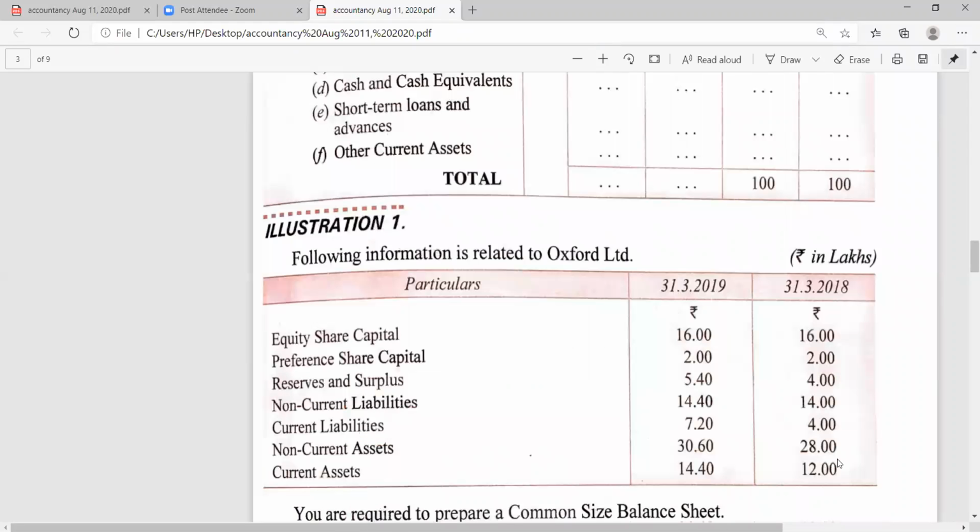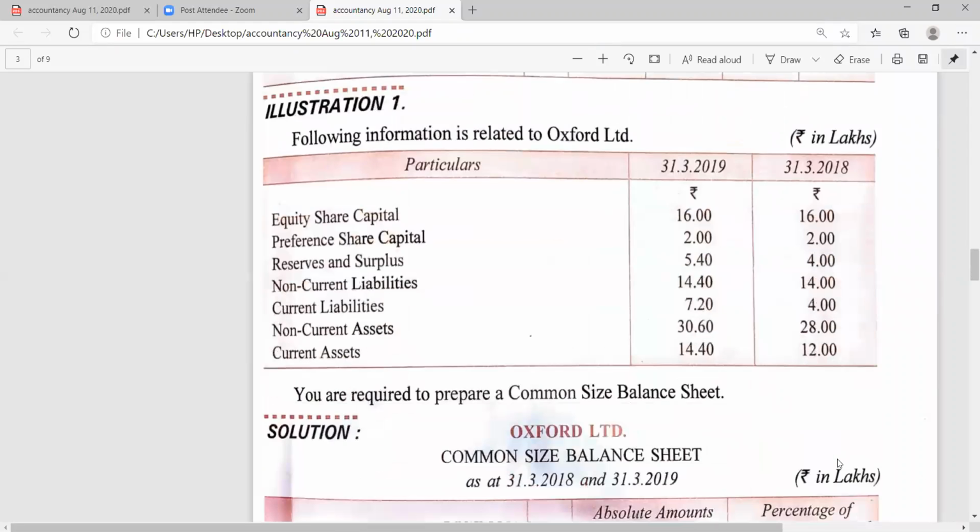See, illustration number 1 is floating on the screen where the details about Oxford Limited are given to us related to 2019 as well as 2018. So here I just want to remind you, in the normal balance sheet as per the Companies Act 2013, first of all the current year is given to us, and after that the previous year data is given. On the other hand, when we prepare the comparative balance sheet or statements or common size balance sheet, in that case previous year data is to be considered first and current year data is taken afterwards.